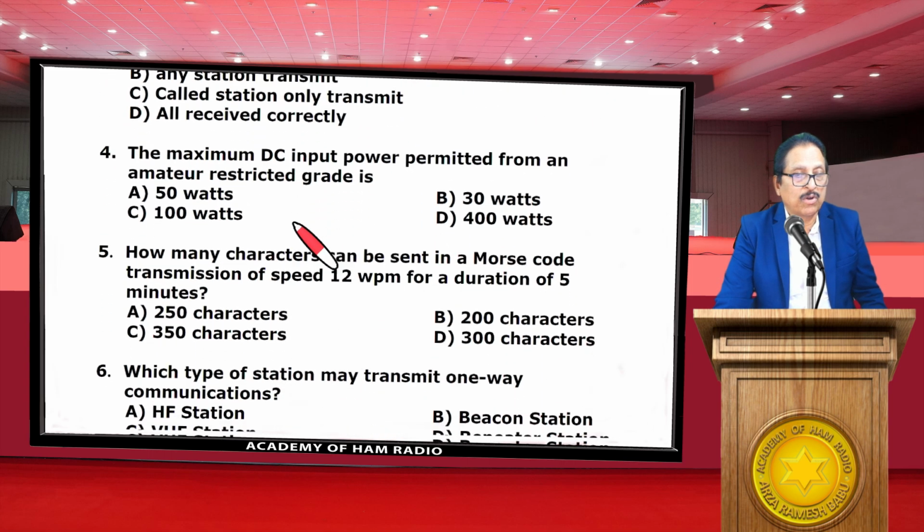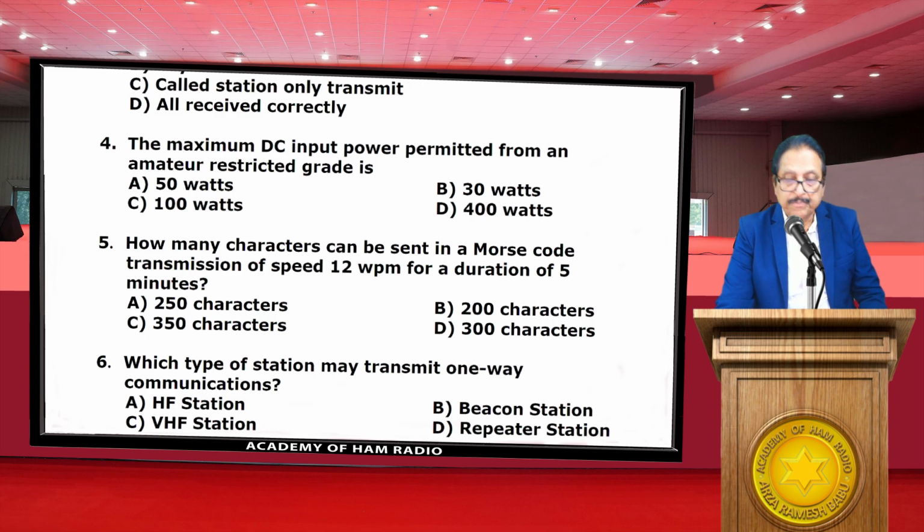Question number 4. The maximum DC power permitted from an amateur restricted grade is... It is 50 watts. Alpha is the correct option.